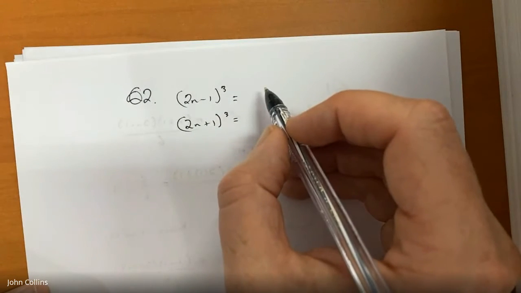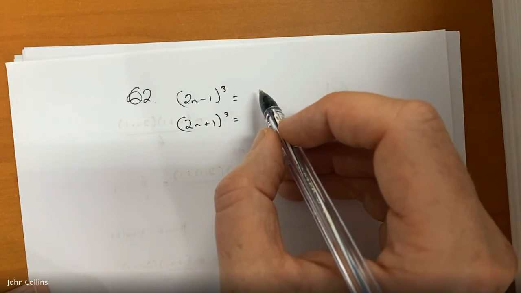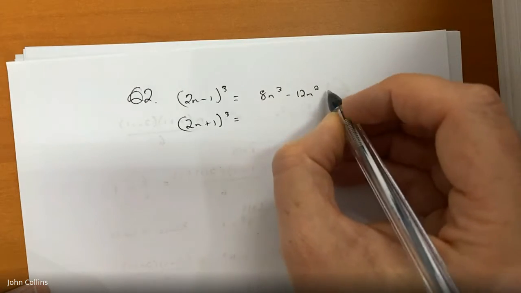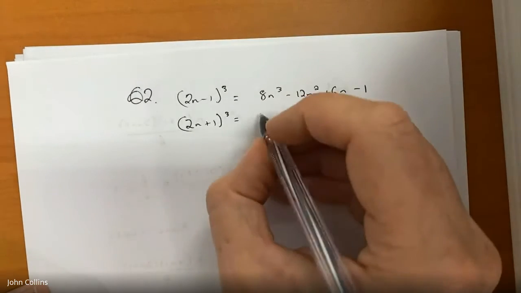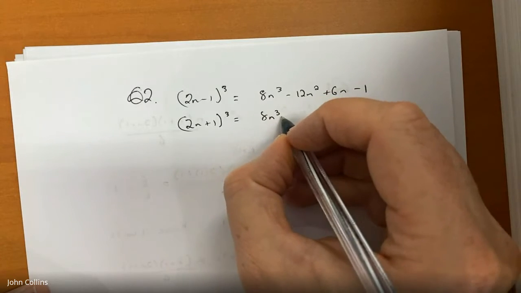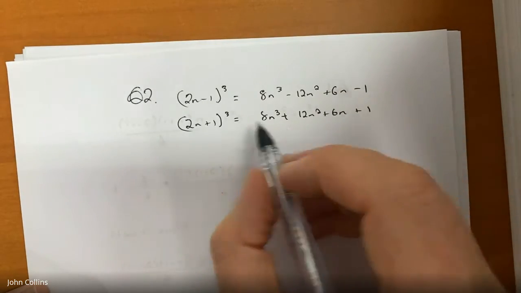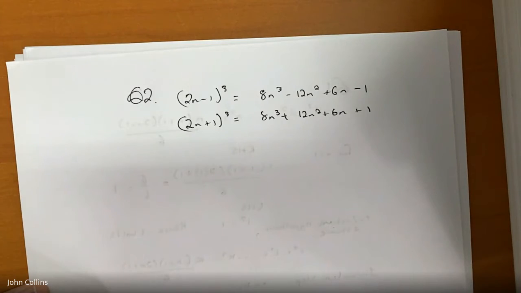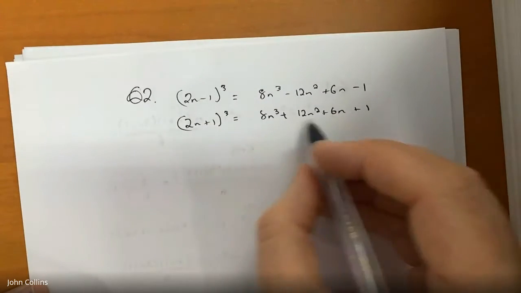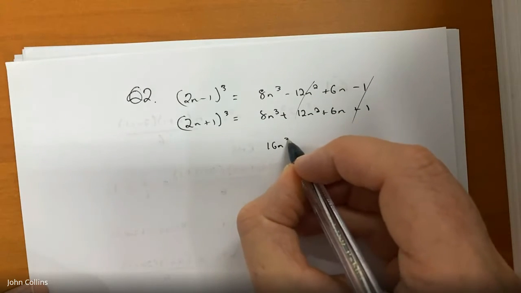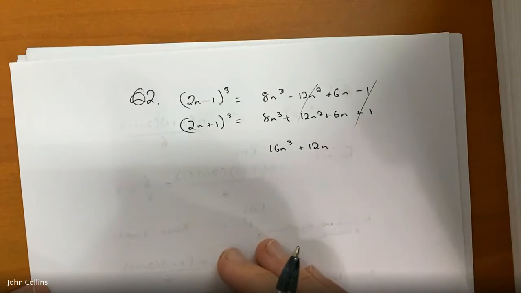So what I'm going to do is cube these out separately and then add them together. I use binomial expansion here. So 8n cubed minus 12n squared plus 6n minus 1, and 8n cubed plus 12n squared plus 6n plus 1. I can expand them out the slow way, but that was done through binomial and Pascal's triangle. And then I add them together. So these two are going to cancel, and we're going to be left with 16n cubed plus 12n. Right, so that's show that.